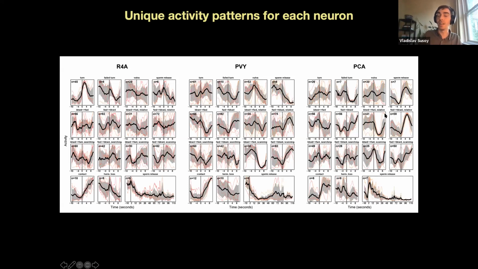And PCA has a directional selectivity as well, but in a different way. Somehow this neuron is attuned to the speed of relative sliding between the male and the hermaphrodite. And this is because it's a sensory neuron, and it can detect the relative sliding between the male and the hermaphrodite. So there's a lot of diversity in the tuning properties of these neurons, although from the distance they look very similar.